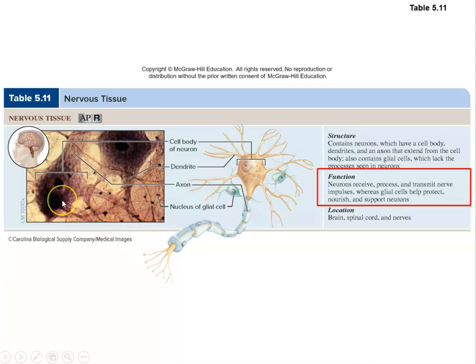You can see this under the microscope. You can see the cell body. You can see the nucleus of the cell. You can also see the axon extending off the cell body. And here are the dendrites coming off of the cell body. And over here you can see a nucleus of a different cell, the glial cell. And we said the function of nervous tissue is neurons receive, process, and transmit nerve impulses, whereas glial cells help protect, nourish, and support neurons.